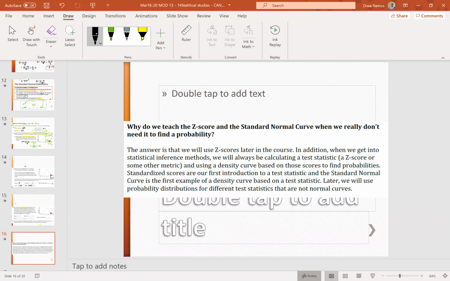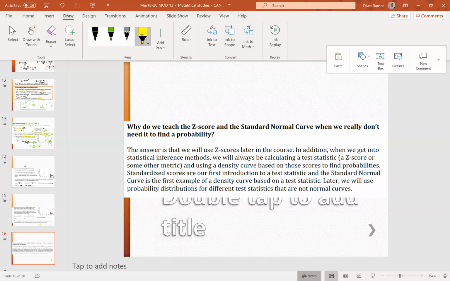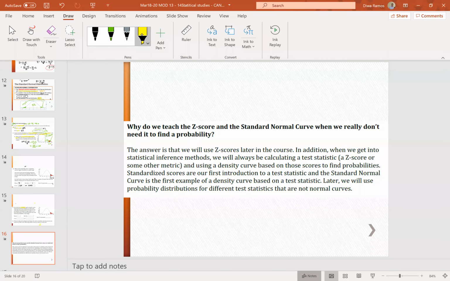Okay, so why do we teach z-score and standard normal distribution when we really don't need to find probability? The answer is the z-score. What we're doing right now, they're all pillars, they're all like building blocks for upcoming lessons. For now, we did kind of compute the probability. However, in general, we use the z-scores much, much later in the course, and we're looking at it early on so you have an idea what it is.